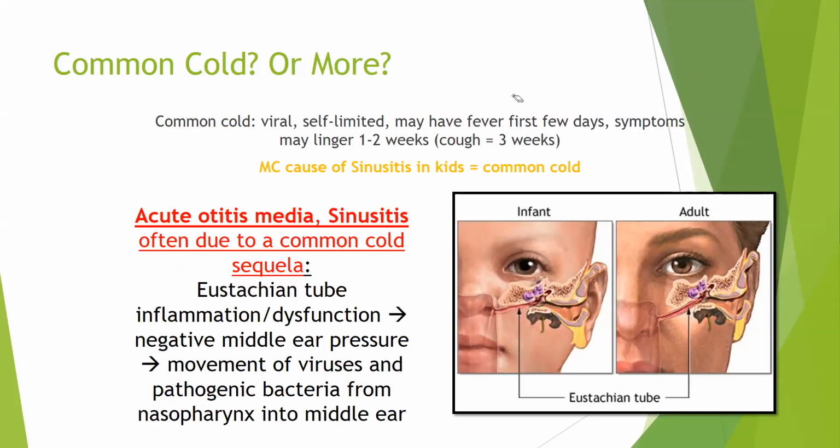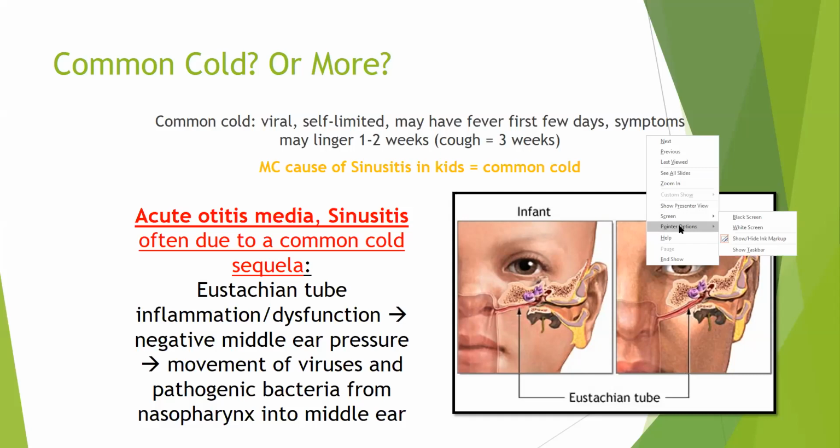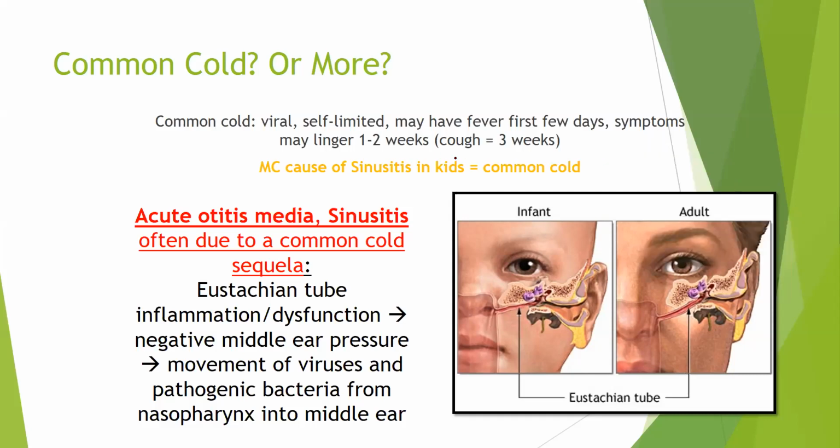So the real thing that we have to differentiate is whether it is a common cold or more than a common cold. A common cold is generally viral. It's generally self-limiting and may have a fever in the first few days, but then the fever usually subsides. You may have this lingering cough for even up to 3 weeks. So we need to let parents know that a lingering cough is normal, even up to 3 weeks. If there are no other findings consistent with pneumonia, and they're not having a recurrent new fever, then we can give them some reassurance.